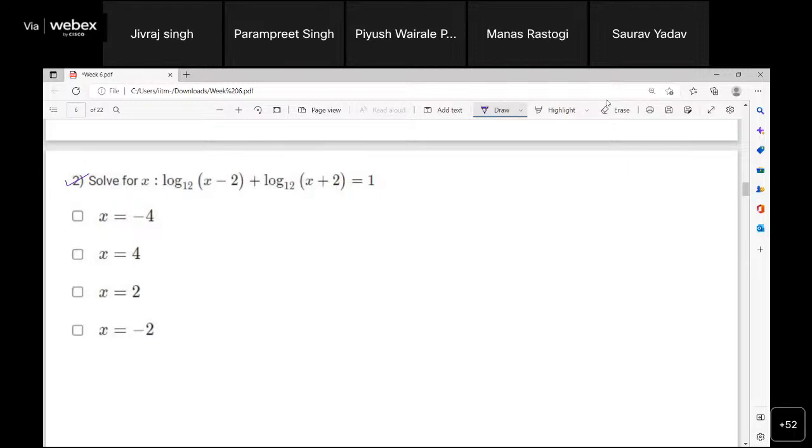Property number 1: log of mn equals log of m plus log of n, because the base is the same. So log of m n equals log of m plus log of n, right? So this property I can apply. So log to the base 12, because the base is same, I can apply this property: x minus 2 times x plus 2 equals 1.